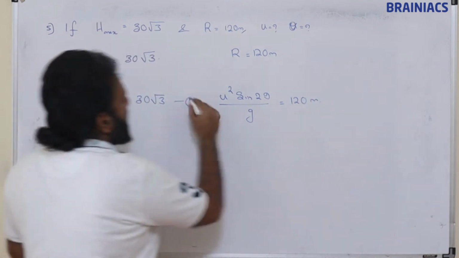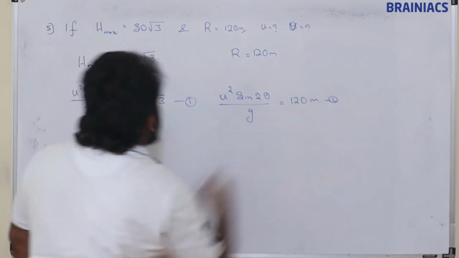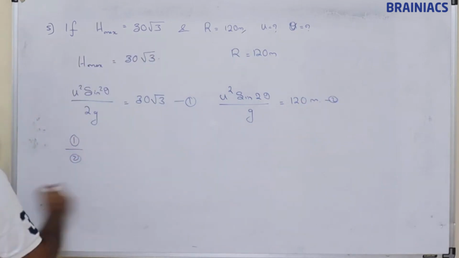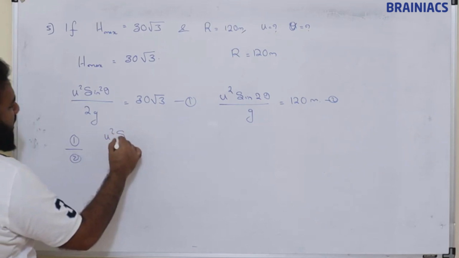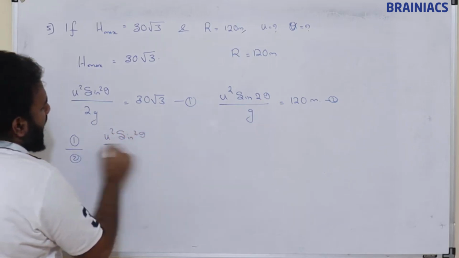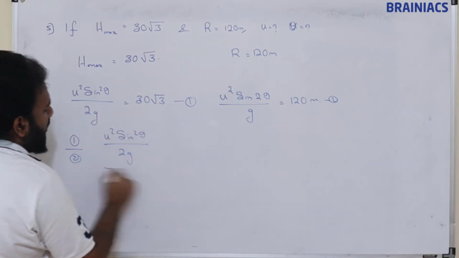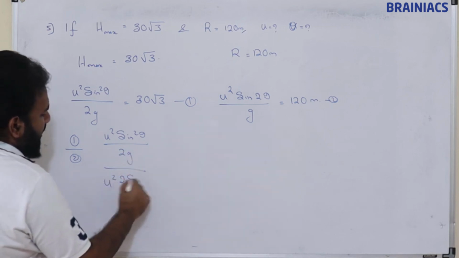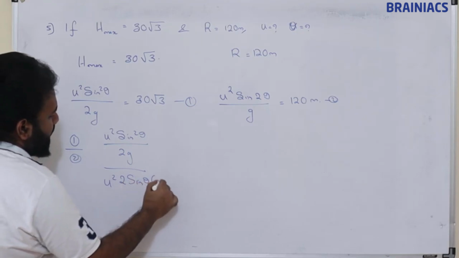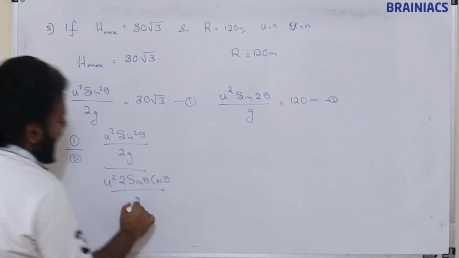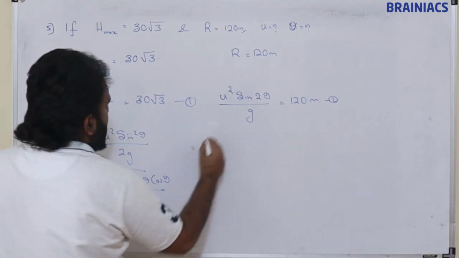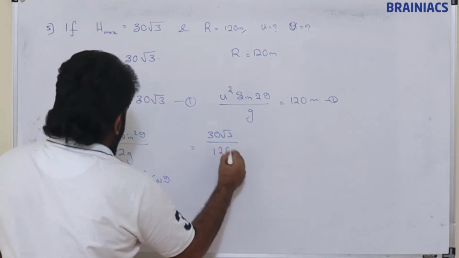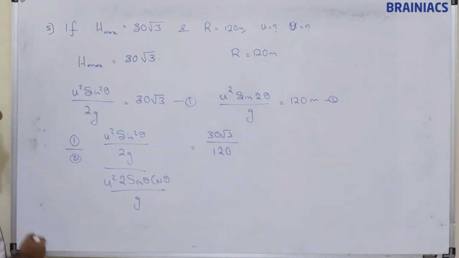So if this is equation 1 and this is equation 2, we put 1 by 2, and we get u square sine square theta divided by 2g, divided by u square sine 2 theta, which I am writing as 2 sine theta cos theta, divided by g, and this is going to be 30 root 3 divided by 120. Okay.